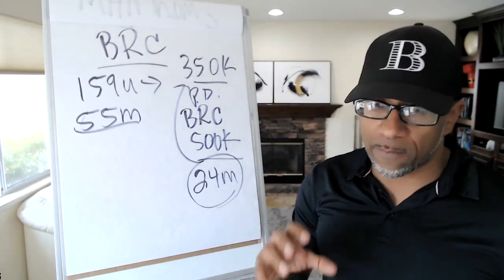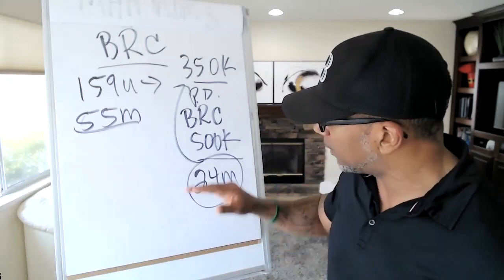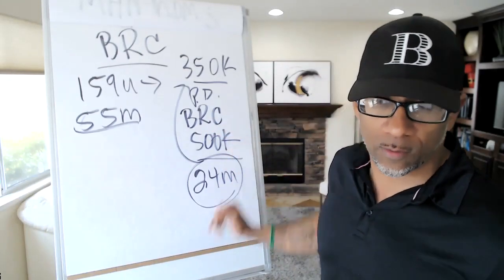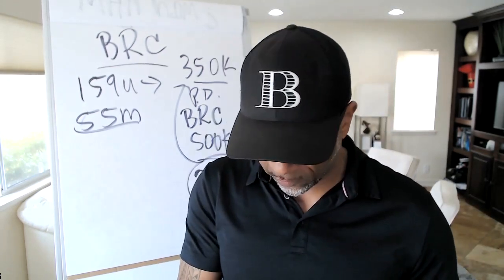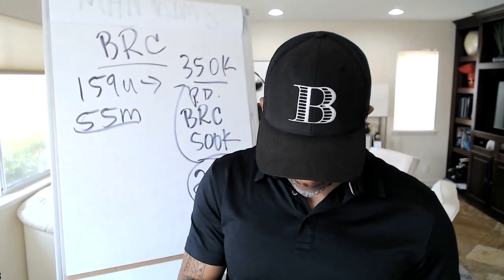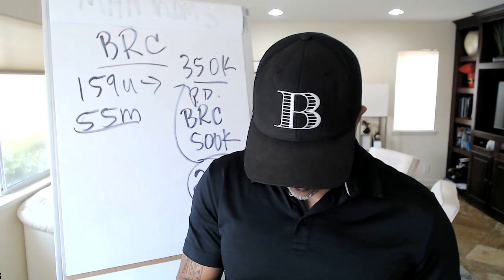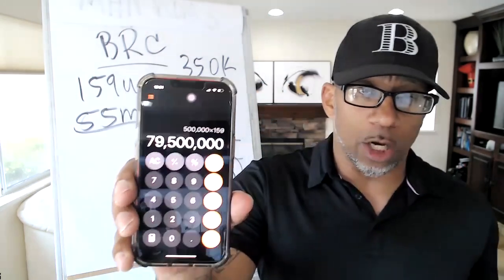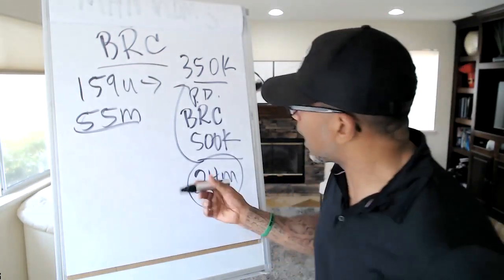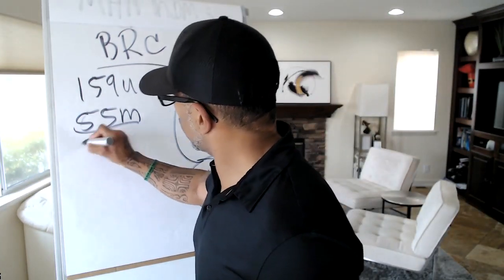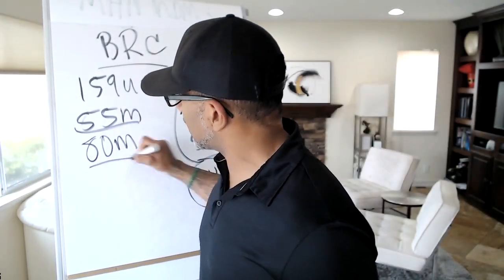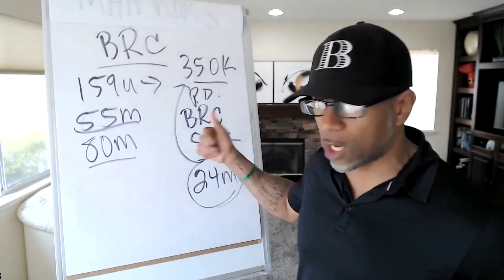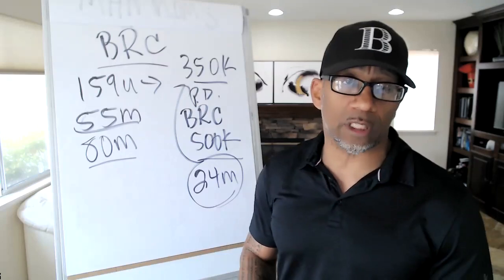So here's why that matters, because at some point this property will be worth $500,000 a door again, right? And at 500,000 a door, 159 units, 500,000 times 159, that's about 79 million. That's an $80 million asset, right? So let's say 80 million, because that's really what it is. So you were able to get an $80 million asset, which is below replacement cost, for $55 million.